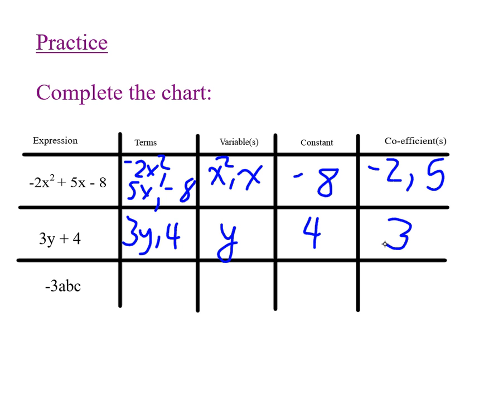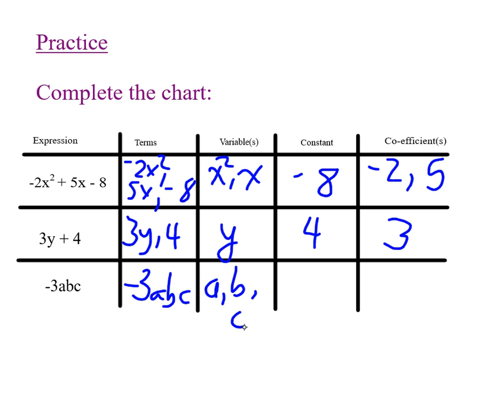This last one is kind of tricky because there's lots of letters. But notice there are no plus or minus signs. That means there's only one term. This 3ABC, that's it. That's the term. The variables are A, B, and C. Now in this case, there is no constant.